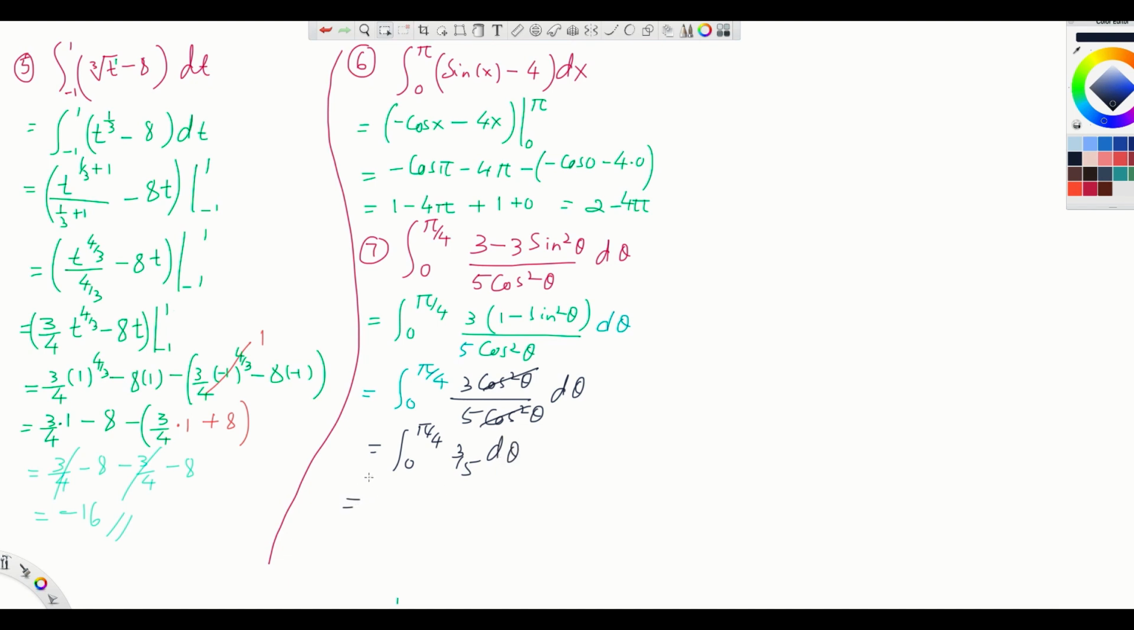So what is the integral of 3/5? It will be 3/5 theta, right? And then the limit of integration is pi over 4. Now you plug in: that will be 3 over 5 times pi over 4 minus 3 over 5 times 0, right? If you simplify, you will get 3 pi over 20. That is your answer. Okay, guys?